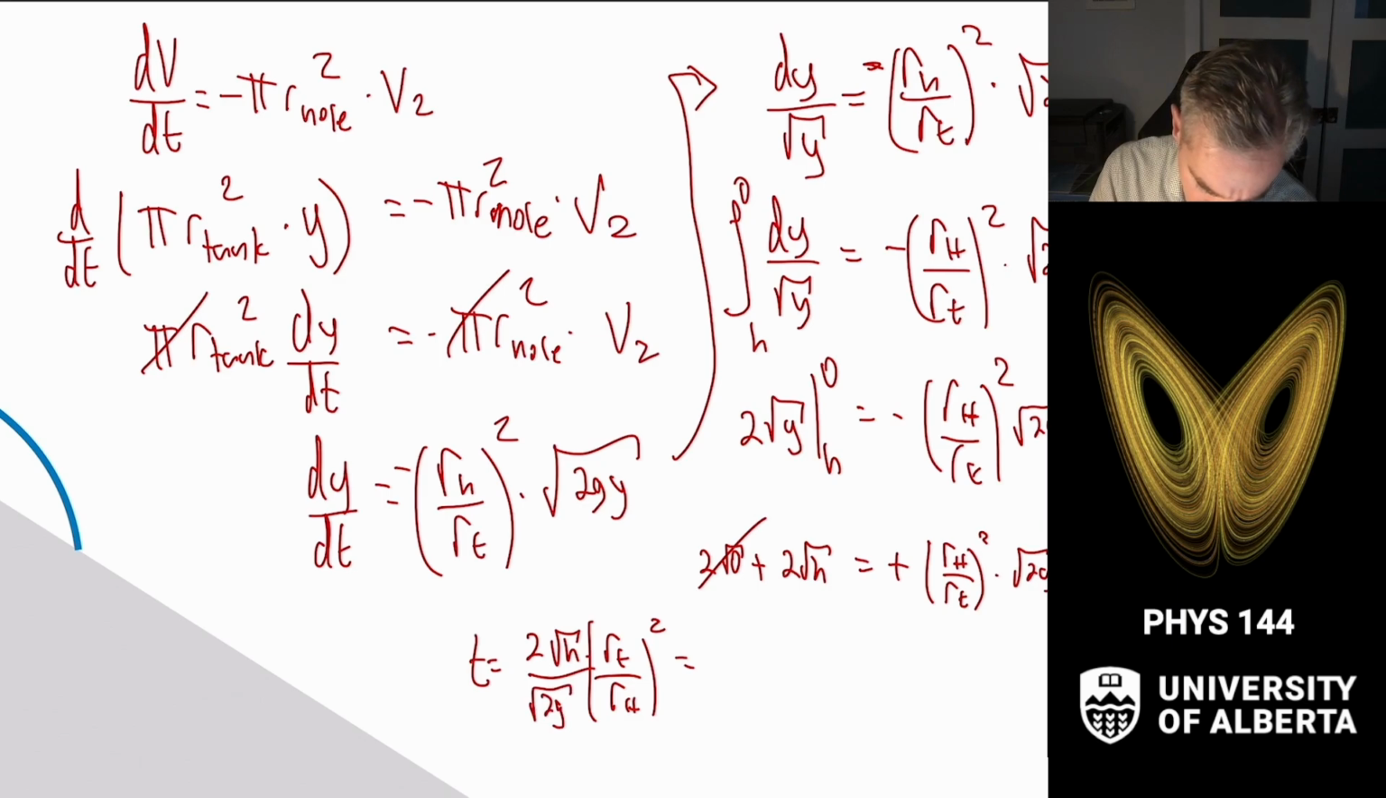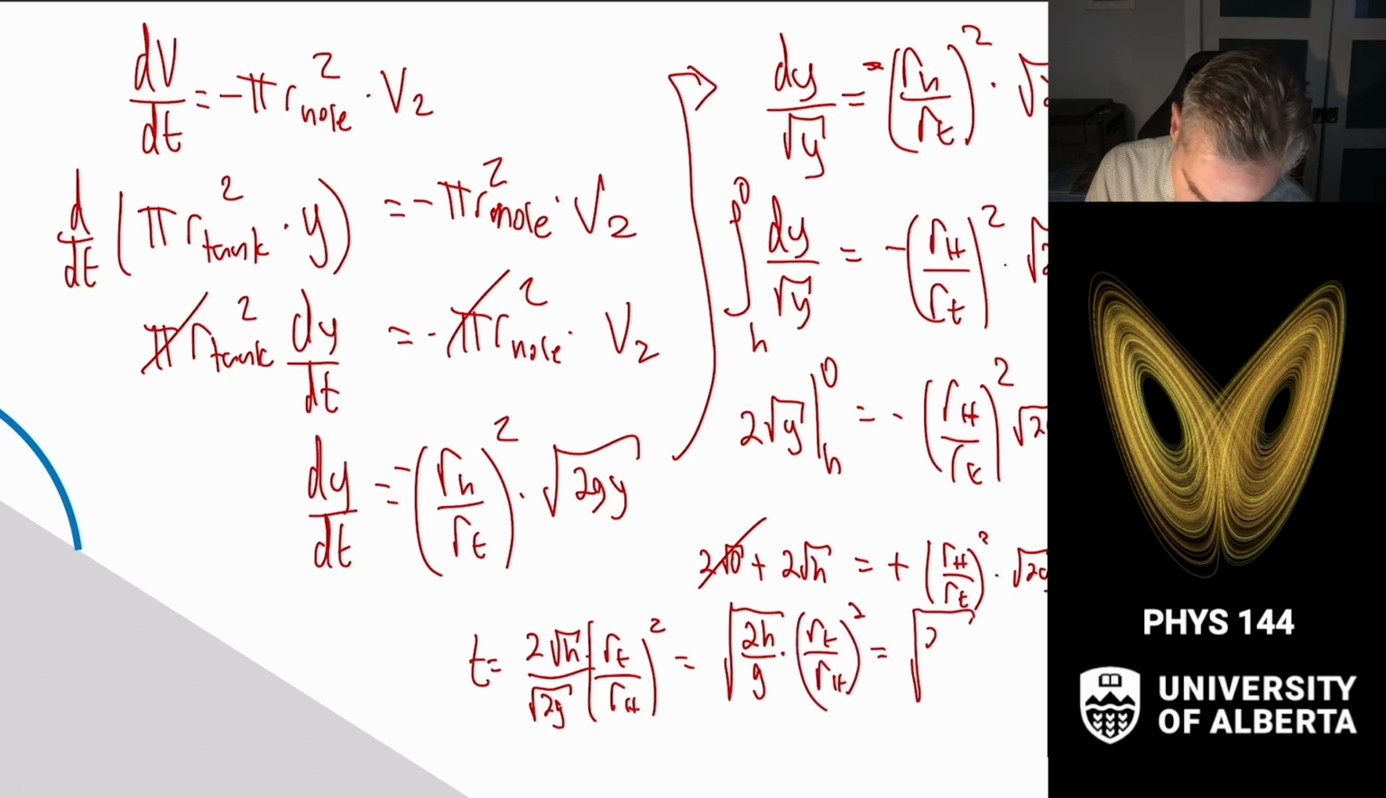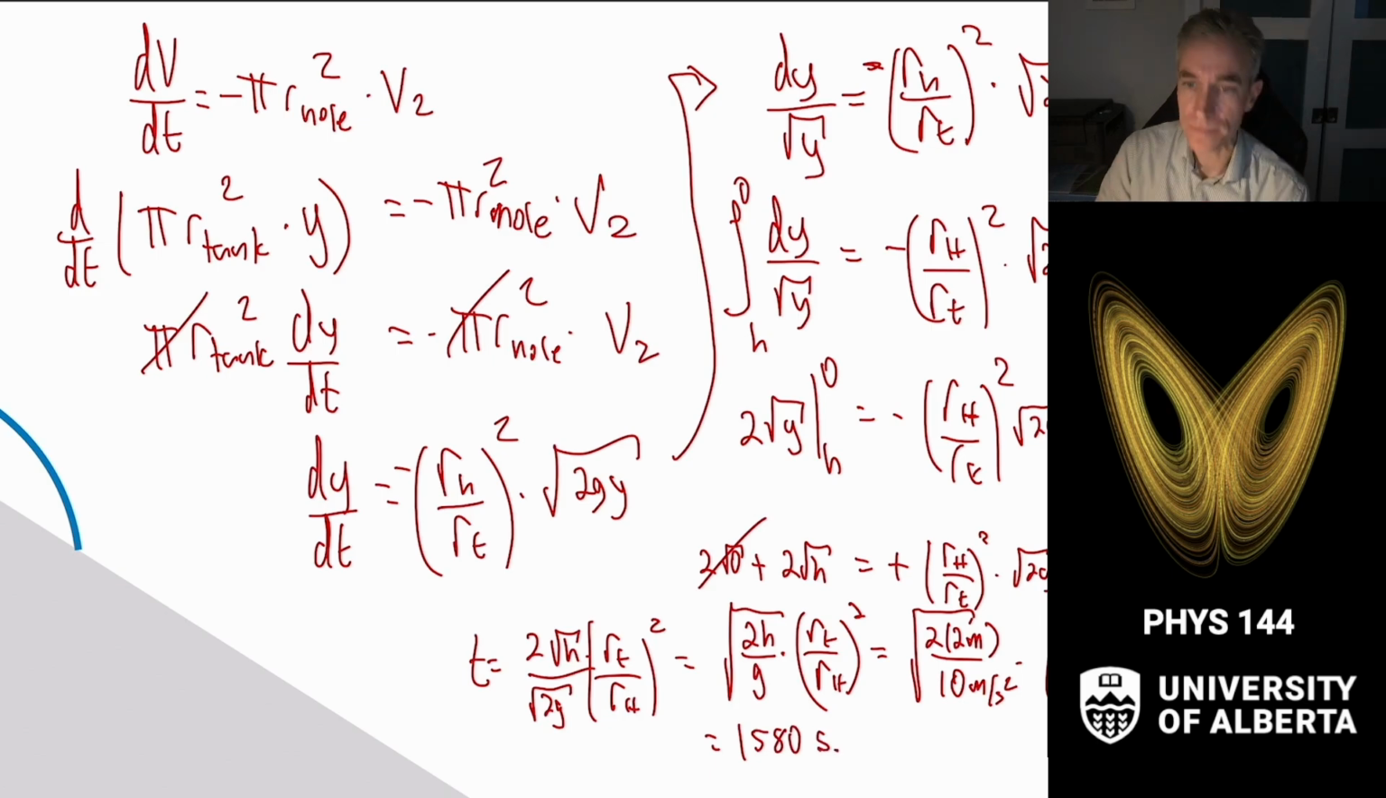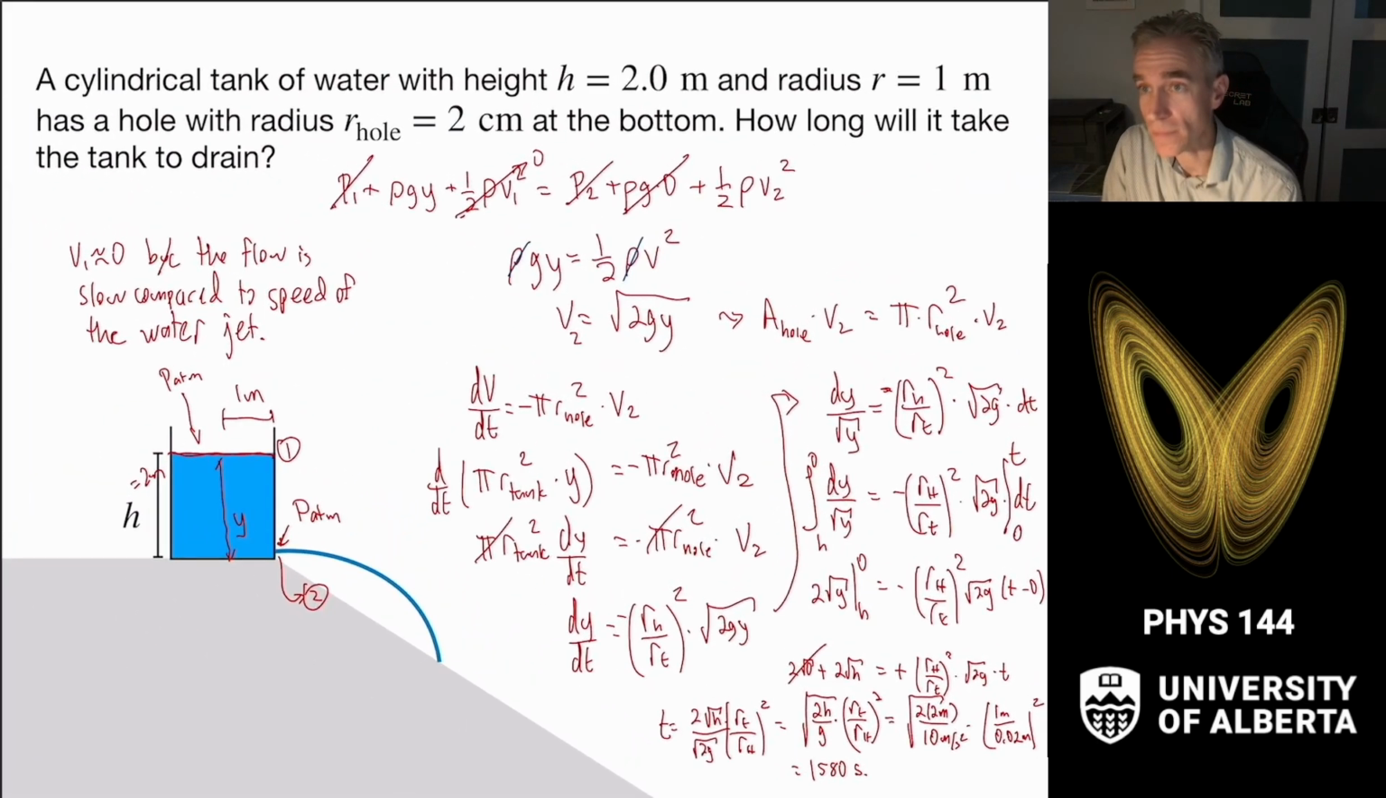And if we plug all this in, it's slightly neater to say root 2h over g times RT over RH quantity squared. And then we plug in our numbers. Square root 2 times 2 meters all over 10 meters per second squared times the radius of the tank, which was 1 meter, over the radius of the hole, which is 0.02 meters, quantity squared. All those numbers come in, and we get 1,580 seconds. So that's how long it takes to drain a tank.